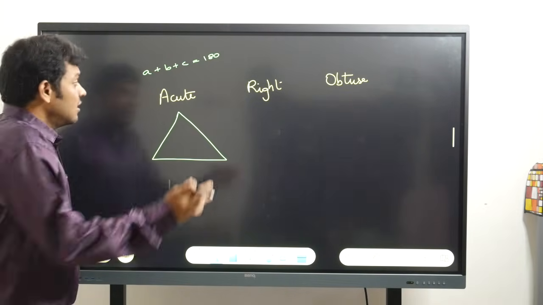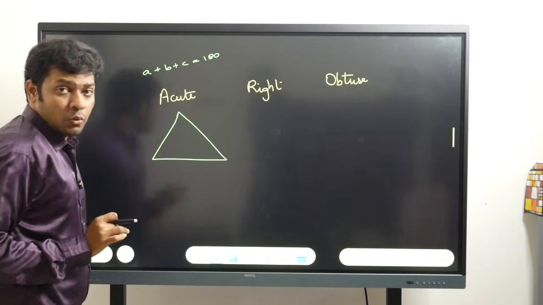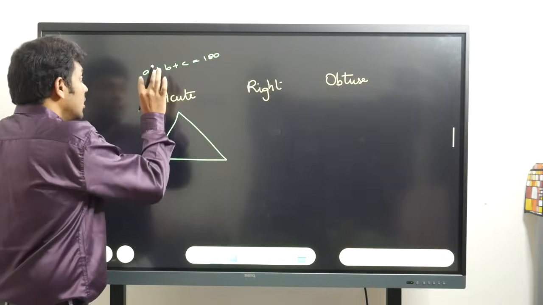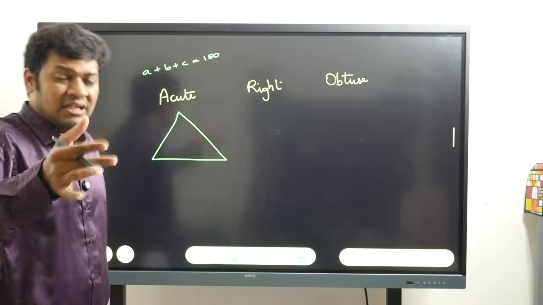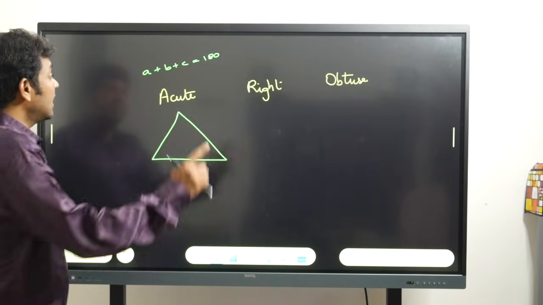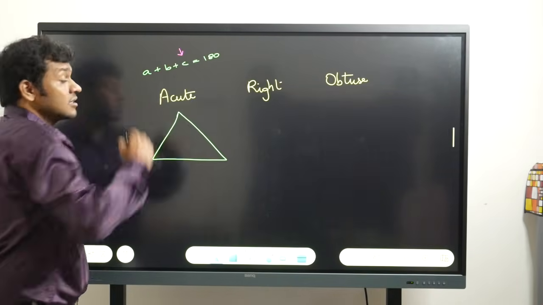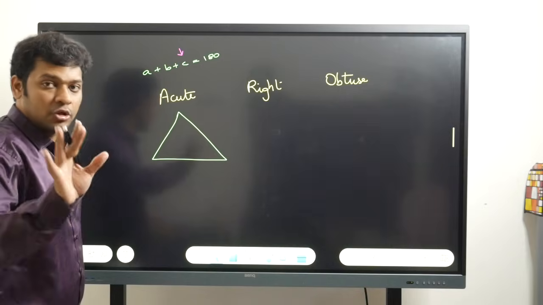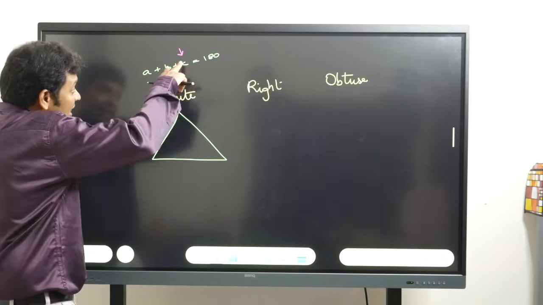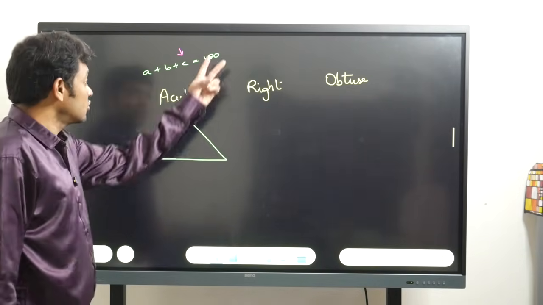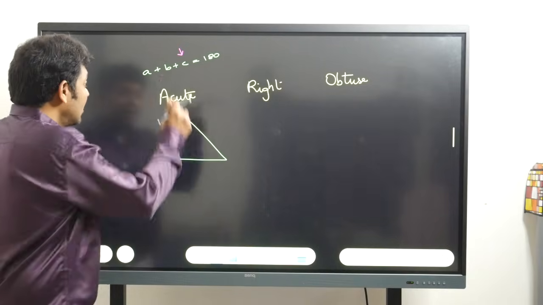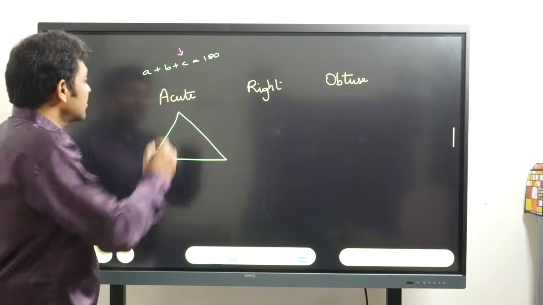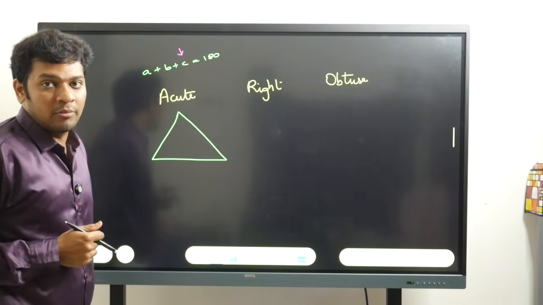Sum is 180. Since the sum is 180, can I definitely say two angles are strictly less than 90? There can be only one angle that is more than 90, or equal to 90. Am I right? I can never say two angles are more than 90, right? Because half of 180 is 90. Two angles cannot be 90, because with 90 and 90, the third angle is 0, and it will not form a triangle.